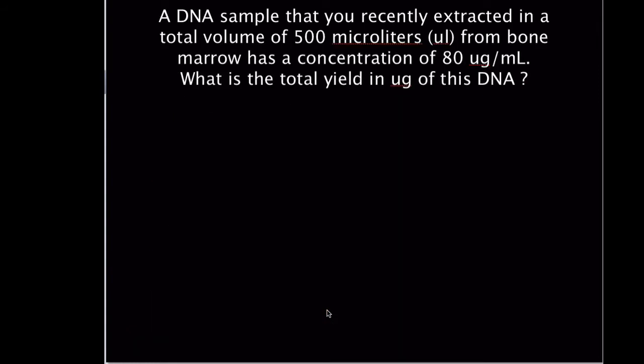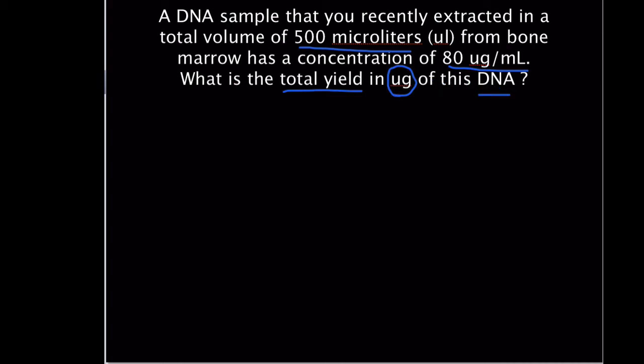Okay, there were some issues with some math problems, and one of these math problems is here. I changed some of the numbers, and it reads: a DNA sample that you recently extracted in a total volume of 500 microliters has a concentration of 80 micrograms per mL. What is the total yield in micrograms of this DNA?